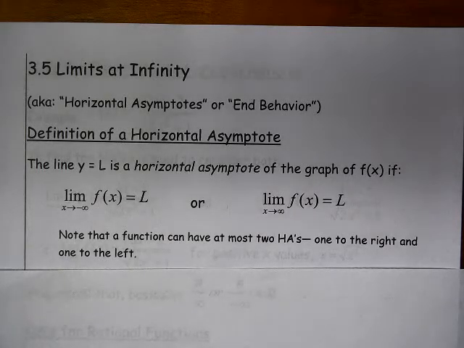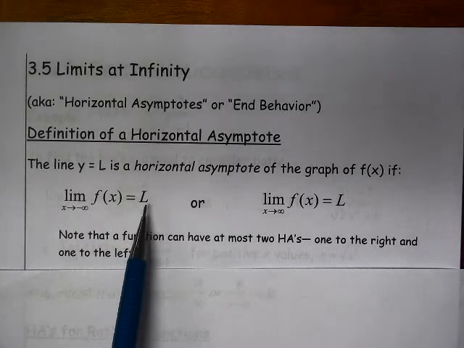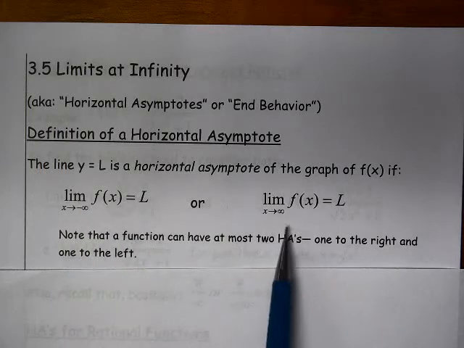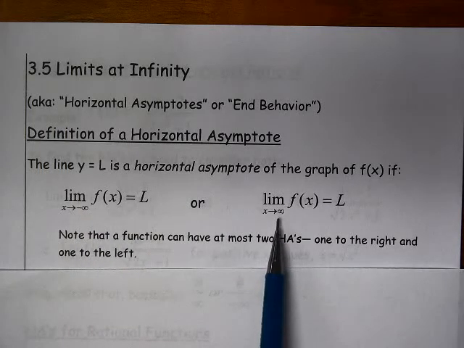Really what we're talking about with a limit at infinity, or horizontal asymptote, sometimes called end behavior, is what is happening to the function itself, or the value of the function, as our x value becomes very large in the negative direction, so it approaches negative infinity, or our x value becomes very large in the positive direction, so we're approaching positive infinity.